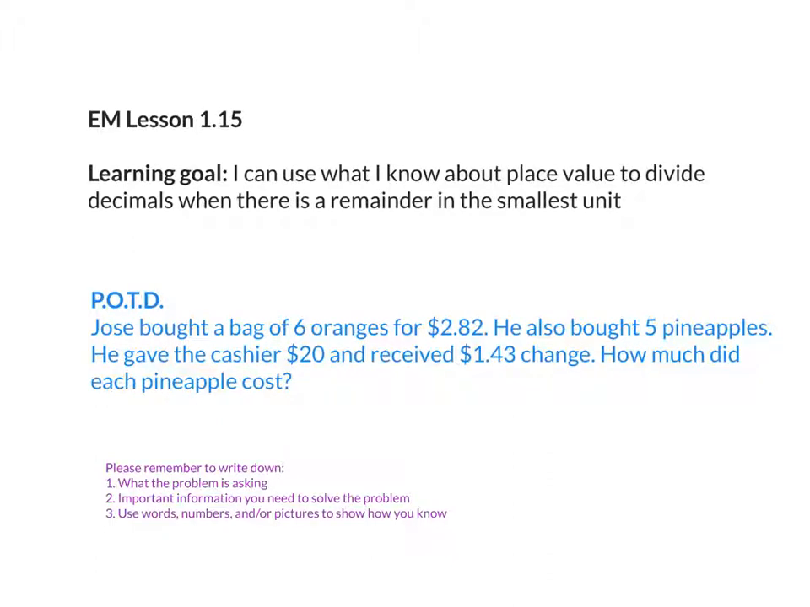Today we're doing Module 1, Lesson 15, and we're doing something similar. We're still dividing decimals, but as you can see by your learning goal today, we're going to figure out what to do when there's a remainder in the smallest unit. What I mean by smallest unit is, if I have the number 15, what's the smallest unit? The 5 is in the smallest place, but the smallest unit is the ones place. If I have a number like 12.18, what's the smallest unit? Hundredths. So we're going to find out what to do if we're dividing and we see that we have a remainder in the smallest unit.